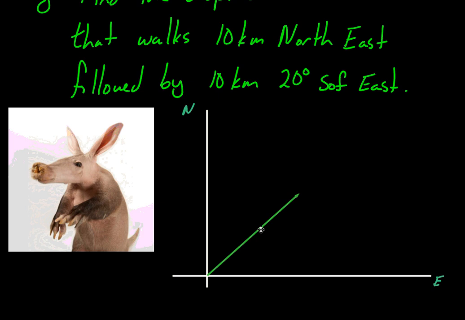And it walks another 10 kilometers, but we're now 20 degrees to the south of east. Like that. Okay, so what we're after then, once we've added these vectors tip to tail, is this right here. Here's your start, here's your finish, okay? Here's your displacement here with the dotted line.